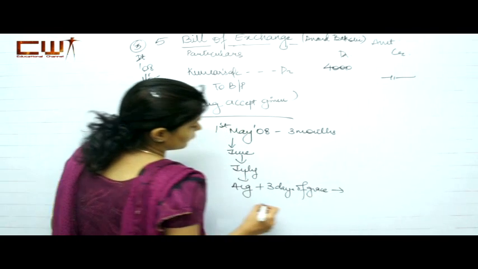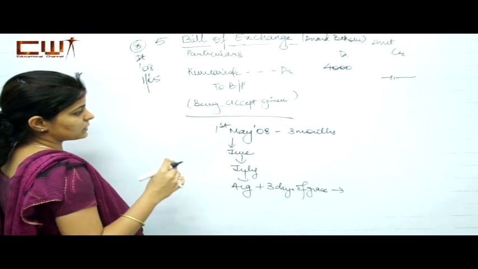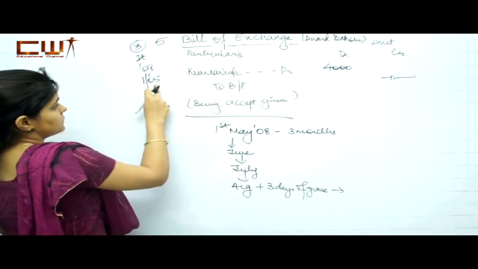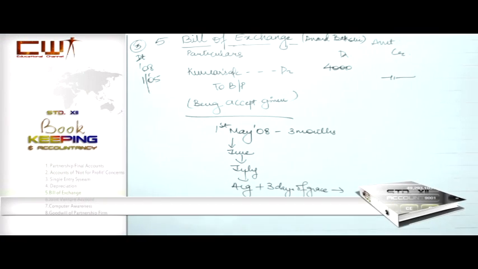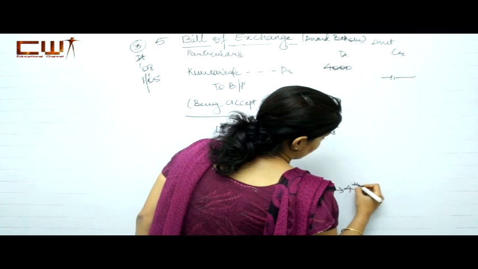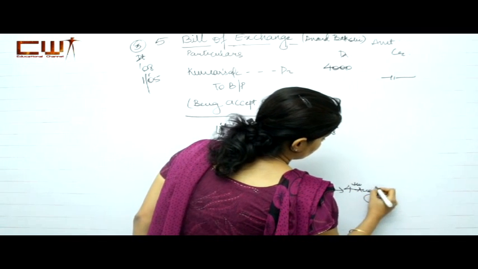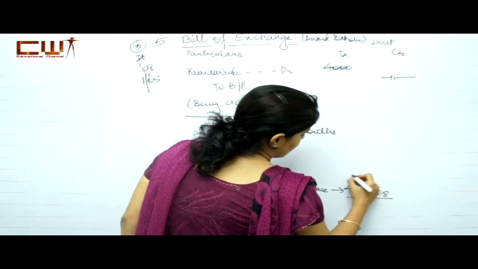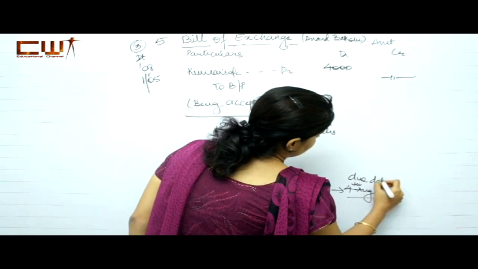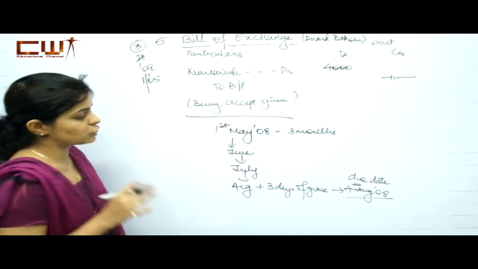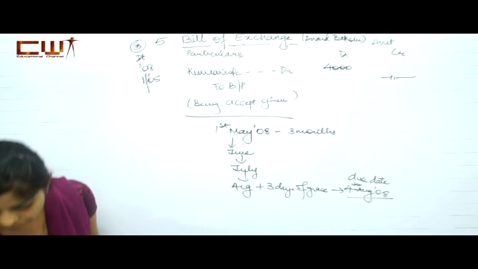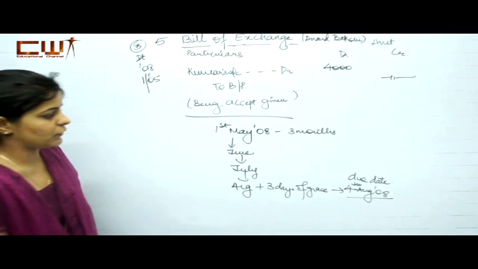So plus 3 days of grace will be 2nd, 3rd, 4th, so you will have 4th of August. 4th of August 2008 is the due date, but the bill is cancelled on 1st August itself. Alright. Now we will see what will be done on 1st August.